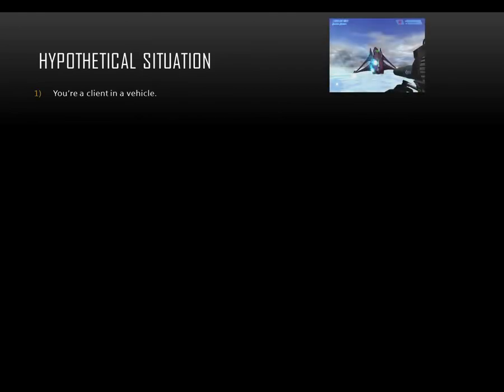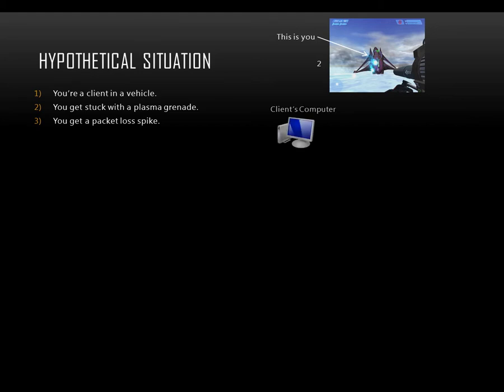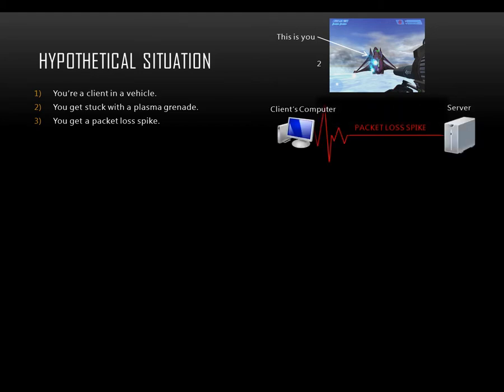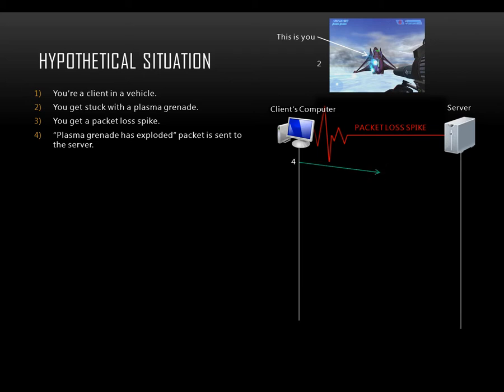Okay, now I'm going to present to you a hypothetical situation which should help you understand plasma warp launches. So you're a client in a vehicle, like in this screenshot. That's you. You get stuck with a plasma grenade, like the screenshot. All of a sudden, you get a packet loss spike. Boom. Plasma grenade has exploded. Packet is sent to the server. However, because of packet loss, it doesn't arrive. Thus, you do not receive a confirmation from the server that the packet arrived.